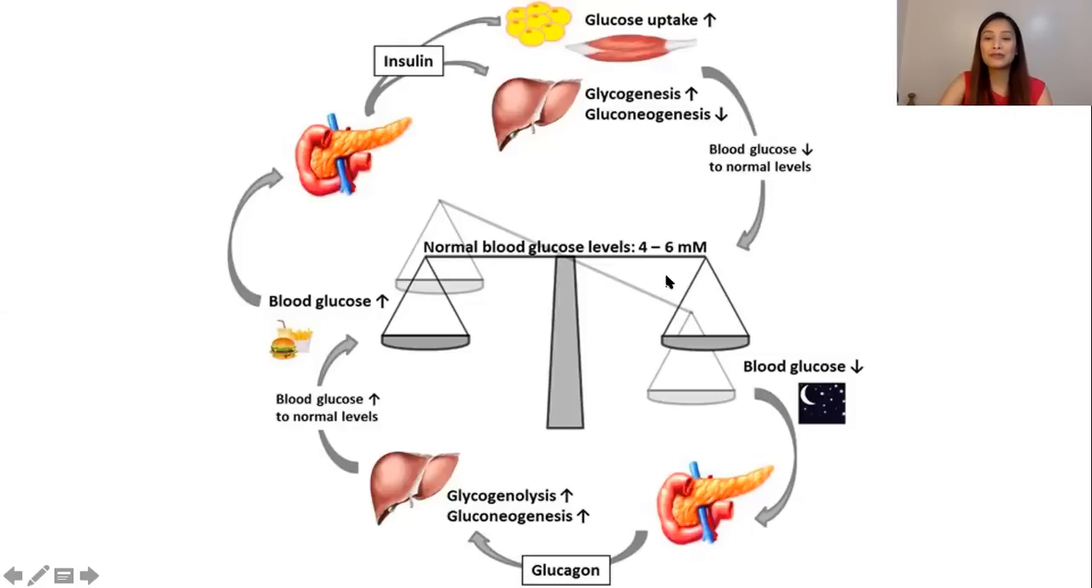What happens if you go to sleep or you're not eating? When you go to sleep, you're no longer eating, your blood glucose level starts to go down, and this is sensed by the pancreas, and this results in the secretion of your glucagon. And in order to raise your blood glucose levels, your glucagon will stimulate the breakdown of your glycogen to glucose and the formation of new glucose through gluconeogenesis. And this will raise the blood glucose back to normal levels so that your blood glucose level is just maintained even if you are sleeping.